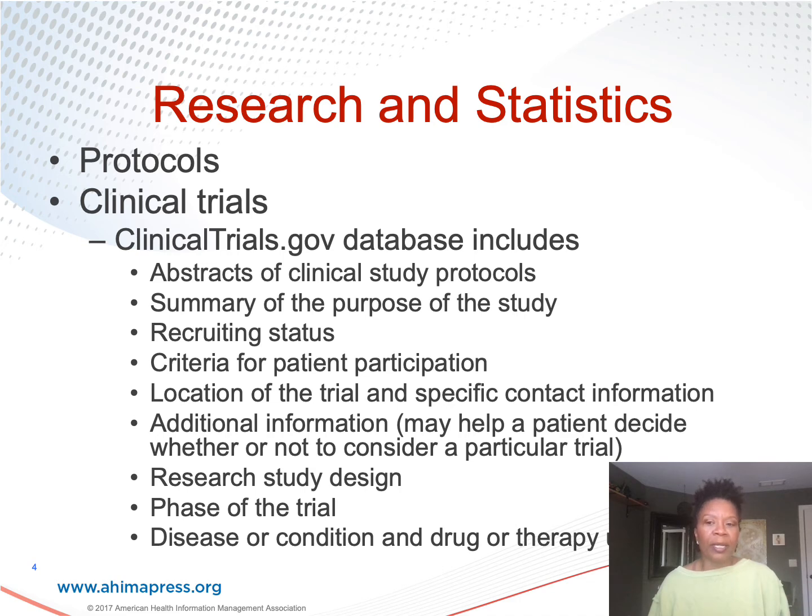So information in the database includes the following: abstract of clinical protocol studies, summary of the purpose of the study, recruiting status, criteria for patient participation, the location of the trial, and specific contact information. Additional information may help a patient decide whether or not to consider a particular trial: research study design, phase of the trial, disease or condition, and drug or therapy under study.